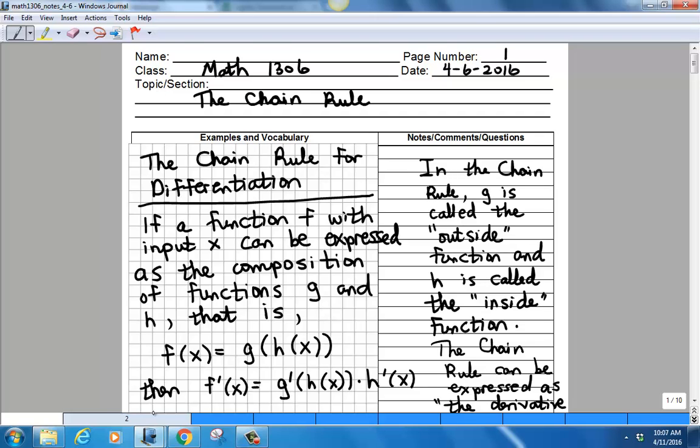Okay, so what the chain rule says is that if you have a function written as a composition, then you can take the product of the derivatives of the two functions that are involved in the composition, and that's how you get the derivative of your original function. So the purpose of the chain rule is to take a composition and convert it to a product.